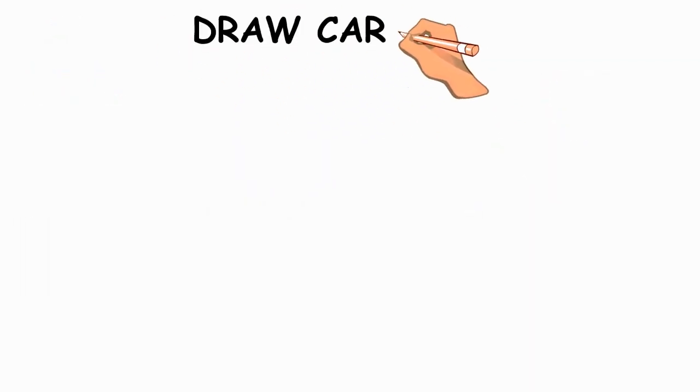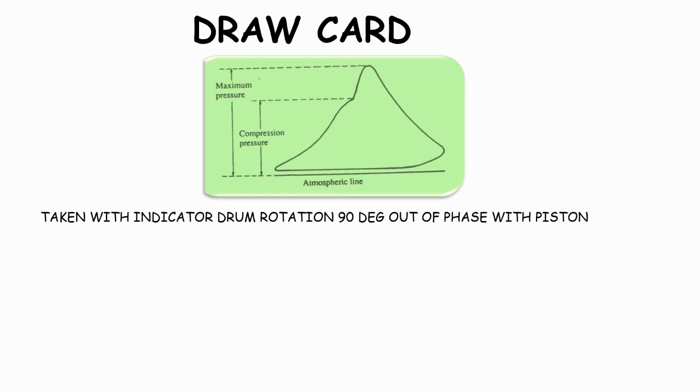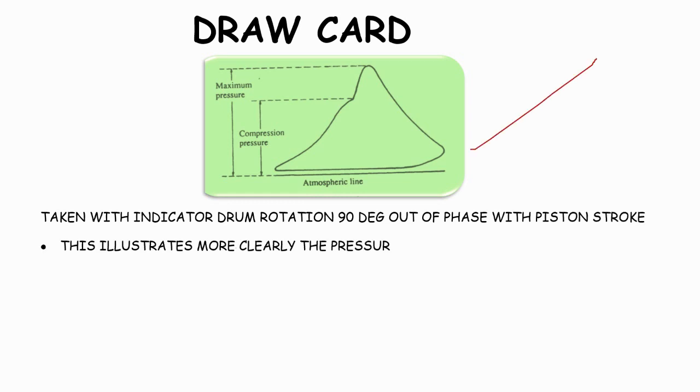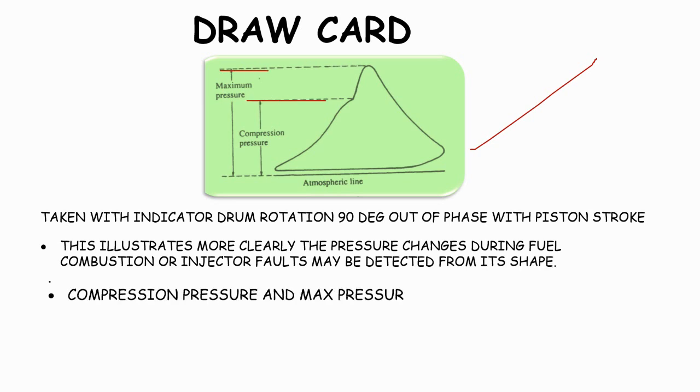Draw card. A draw card is taken with the indicator drum rotation 90° out of phase with the piston stroke. It is also known as an out of phase diagram. The pressure changes during the fuel combustion or the injector faults may be detected from its shape. The compression pressure and the maximum pressures can be measured from the draw card.